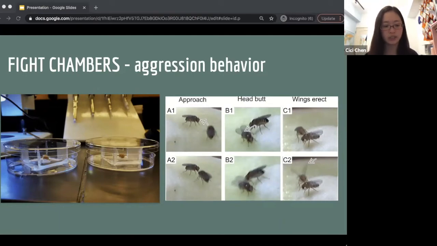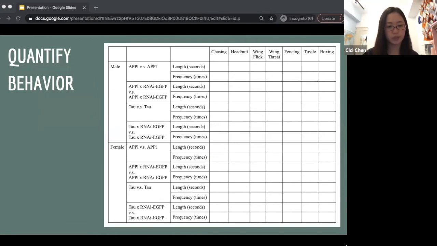The natural resources that we would be using for the male fighting chamber is a headless female thorax and abdomen body, while for the female fighting chamber, we will be using yeast paste. The next slide shows our chart that we will be using to score the fruit fly behaviors. Some of the aspects that we will be looking at are chasing, headbutt, wing flick, wing threat, fencing, tussle, and boxing.